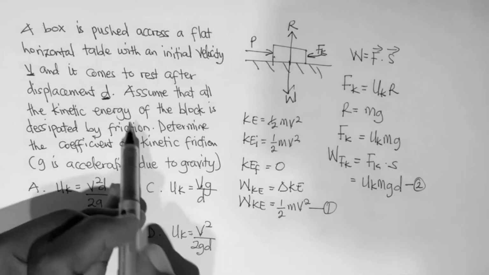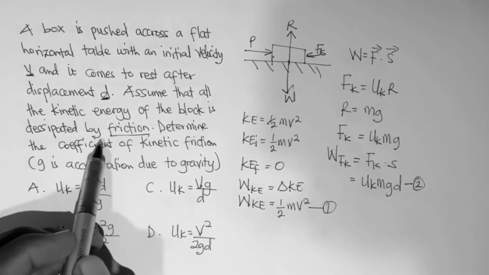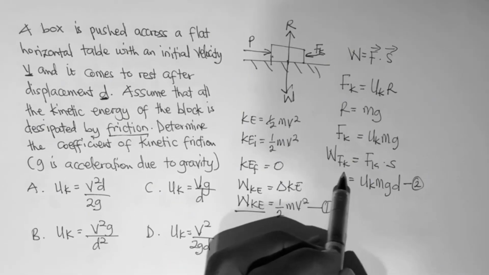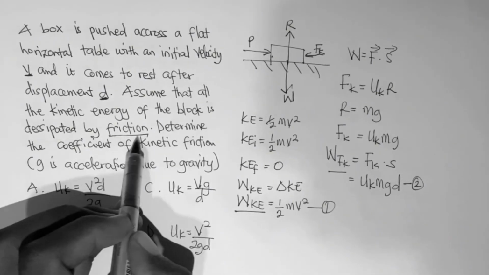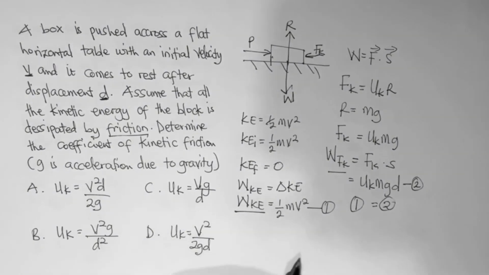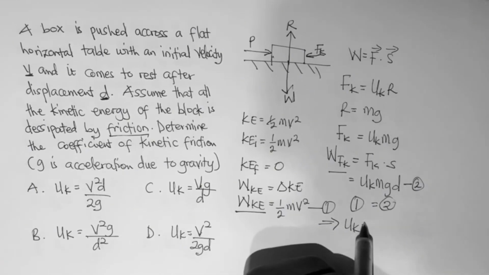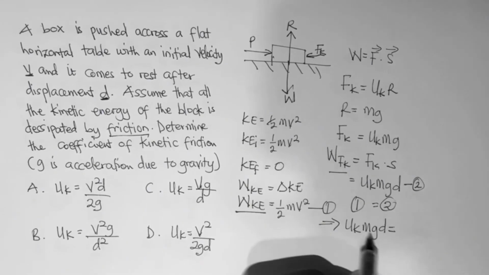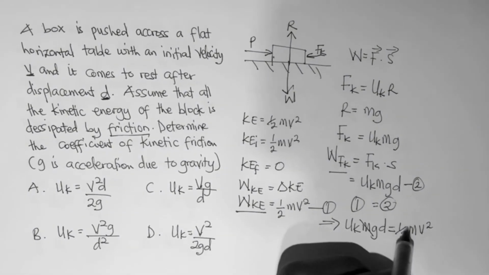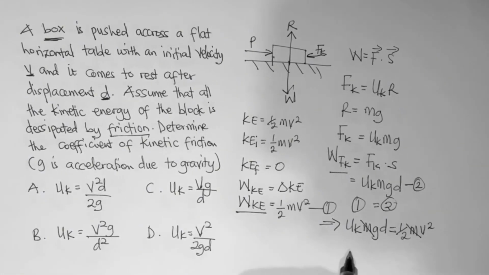The question says to assume that all the kinetic energy of the block is dissipated by the friction. It simply means the work done by the kinetic energy is equal to the work done by the friction, since it got dissipated by the friction. So equation 1 is equal to equation 2. It therefore implies that mu k mgd is equal to half mv squared. The mass can cancel out because we are talking about the same box, so the mass is equal in both cases.